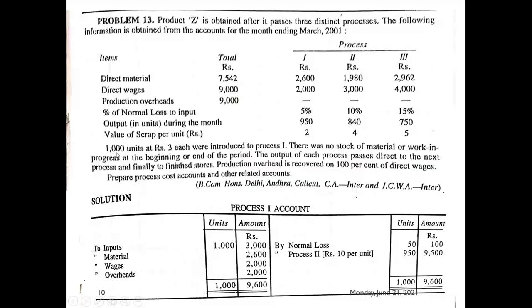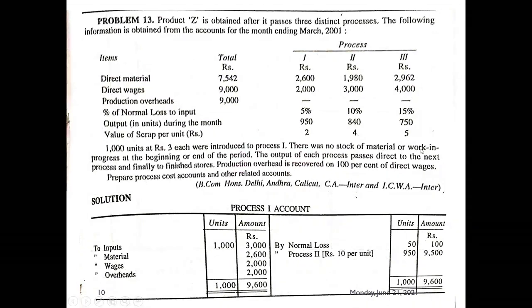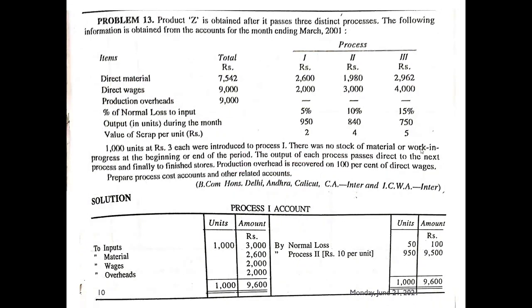1,000 units at the rate of 3 each were introduced in process 1. So in process 1, 1,000 on the debit side. There was no stock of material or work in progress at the beginning or at the end. The output of each process passes direct to the next process and finally to finished store. Production overhead is recovered at 100% of direct wages. That means the production overhead is 9,000, so it will be recovered at 100% of direct wages. That means here also you see 9,000. That means the same amount.